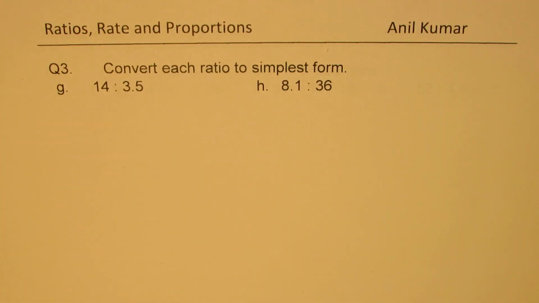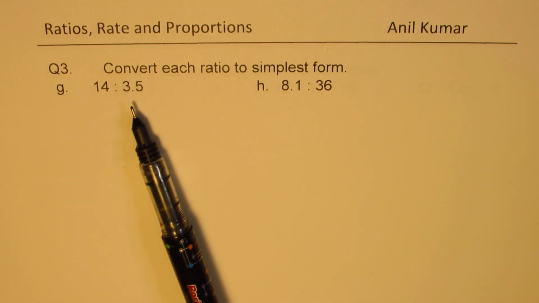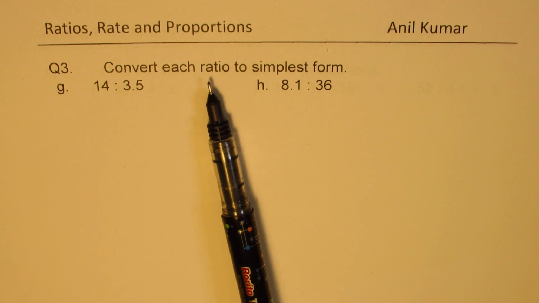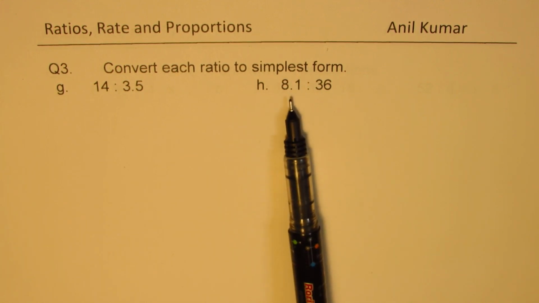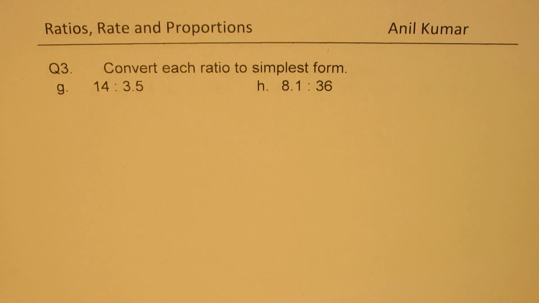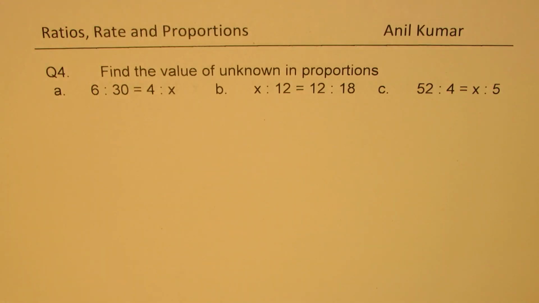Then we have question number 3, where we need to write again the ratios in the simplest form. In this particular case, we have taken decimal numbers. When we have to write the ratios in simplest form, we should not be using decimal numbers. That's the emphasis for question number 3. You can actually pause the video and answer these questions and then look into my suggestions.